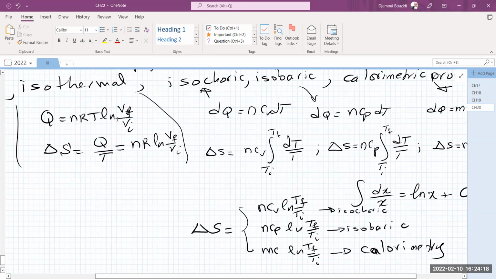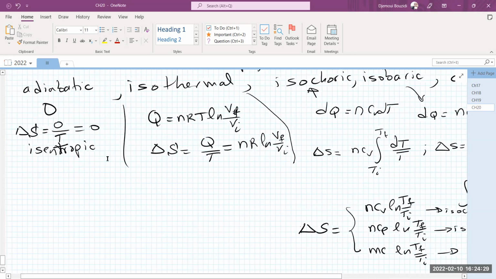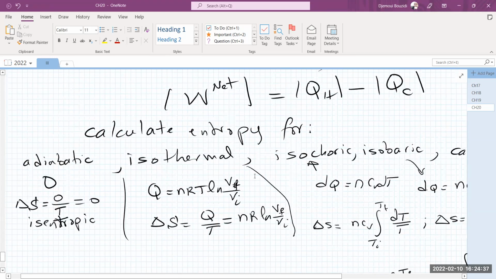The isothermal involves nR ln of the ratio of the volumes, okay? That's it, not the temperatures. The adiabatic is 0. So all four processes that we know of plus 1, we did them. Sounds easy, doesn't it, for delta S? Yes? No? Maybe? Yes. Yeah. Okay, very good.